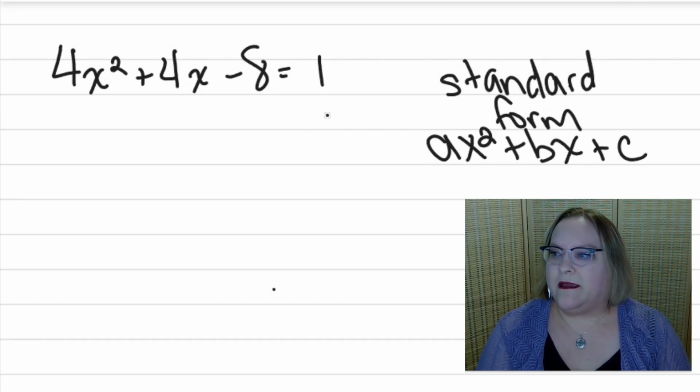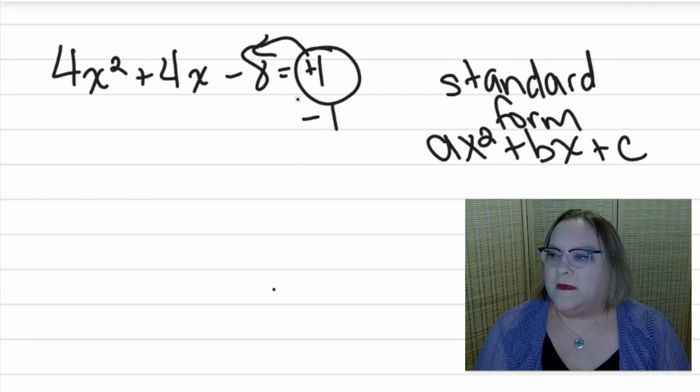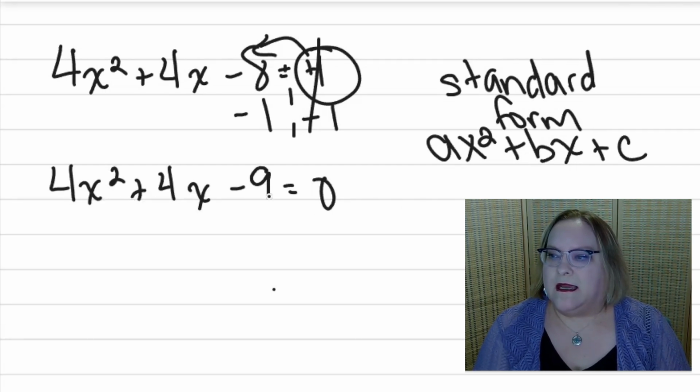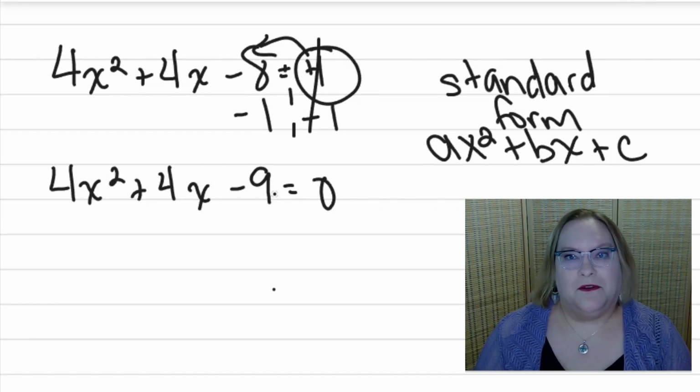So we're going to move this 1 over by doing the inverse of positive 1. We're going to do minus 1 on the right side, and it is like terms with this 8, so it's going to combine with the 8. This right side becomes 0, and now we have 4x squared plus 4x minus 9. All right, so far so good, right?